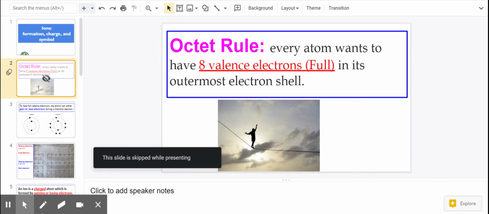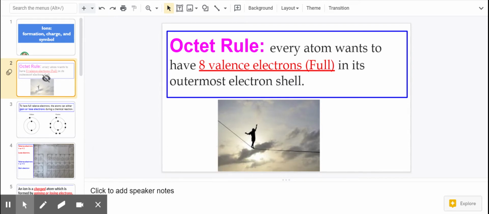The octet rule. We have learned that every atom wants to have 8 valence electrons. That's why we call it octet. Octet means 8, or 2 valence electrons for the first few. They only need 2 to fill the first energy level. Everything in the world wants to be the most stable, the same as atoms.